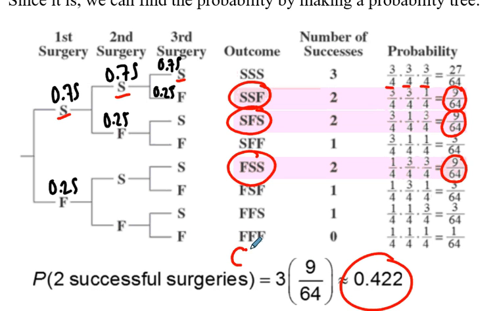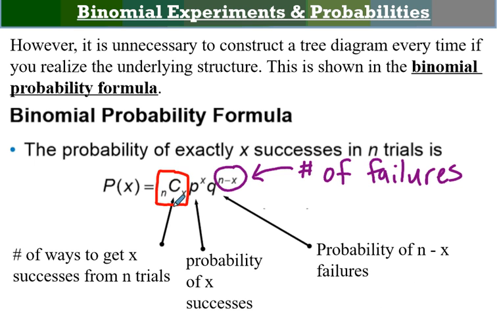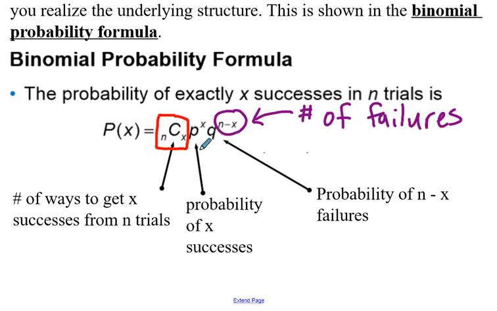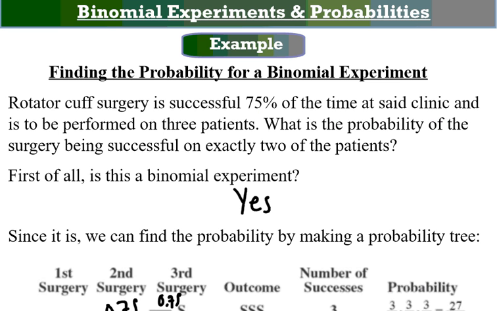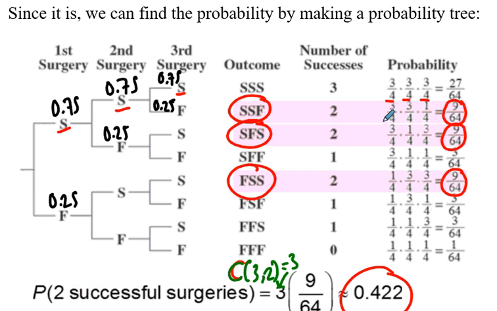3 choose 2. We did this as a warm-up. That's 3, and that's where that piece came from right there. So the first thing I do is calculate the number of ways to get X successes from N trials. Then I multiply the probability of X successes. The probability of success in our last case was 75%, and I need to square it because I have 2 successes. If you look at this branch right here, I had success, success. So really it's 3/4 times 3/4. We could write that as 3/4 squared.